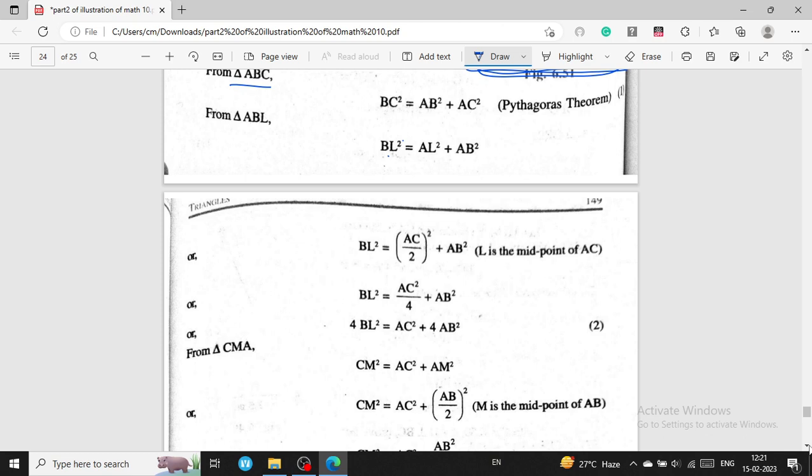When we solve it, AC square over 4 plus AB square, and take the LCM. BL square is equal to, take the LCM, AC square plus 4AB square over 4, and by cross multiplying, 4BL square is equal to AC square plus 4AB square. This is your second equation. Now take the triangle CMA. Now take the triangle CMA. This triangle is made here.